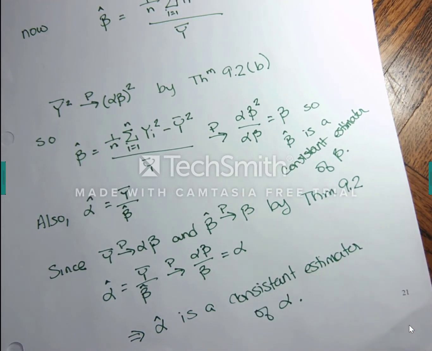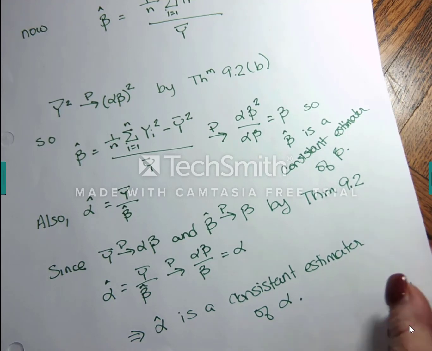So anytime you're asked to show if something is consistent, you're going to be working with convergence in probability. And keeping that theorem 9.2 handy is a good way to help you go about that, because if you can show that different pieces converge in probability, then you can use 9.2 to put those pieces together to show the overall convergence in probability that you want to show.